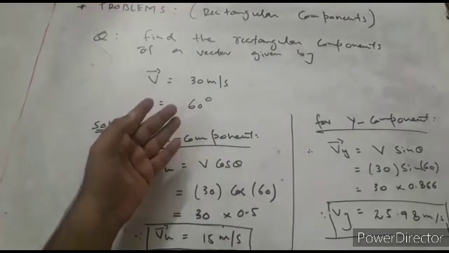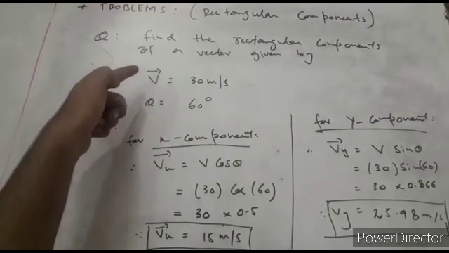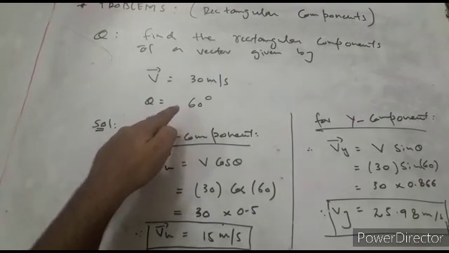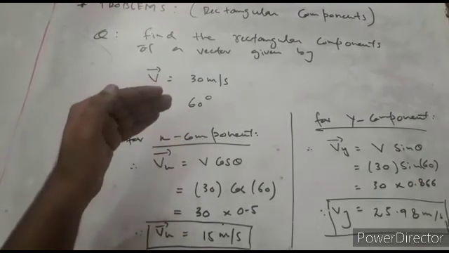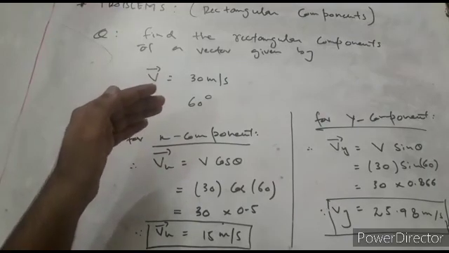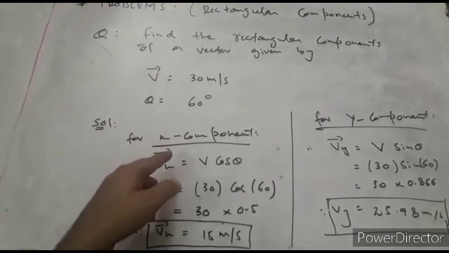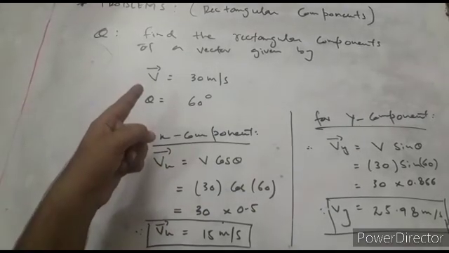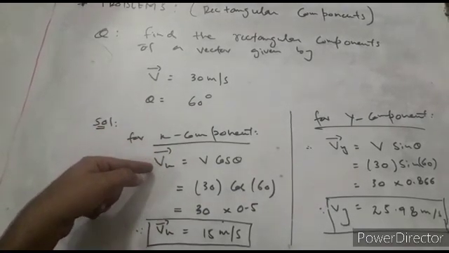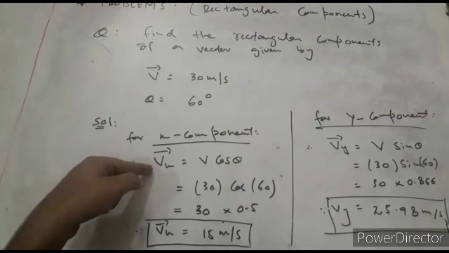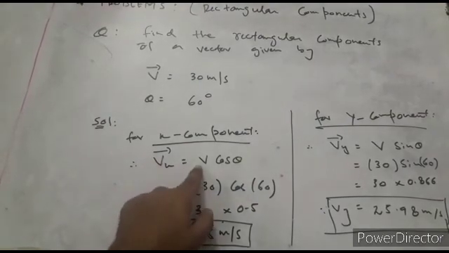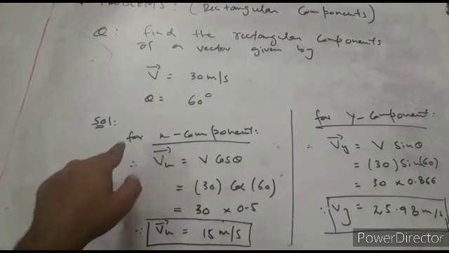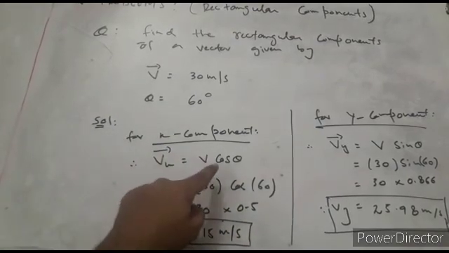Since velocity is a vector quantity, that's why we have an arrow on it, and the angle given is 60 degrees, and we have to find its vertical and horizontal components. For the x component, which is also called the horizontal component, we have the formula. Since V is the vector, its x component will be Vx. So the formula for Vx will be V cos theta. The way we had Fx equals F cos theta, for Vx we have V cos theta.